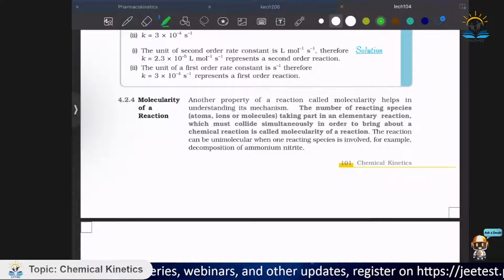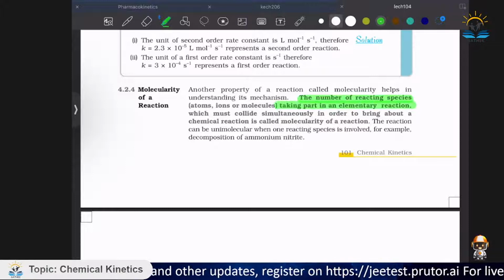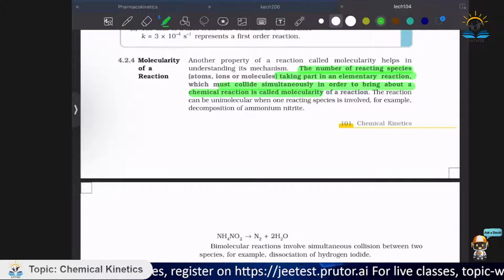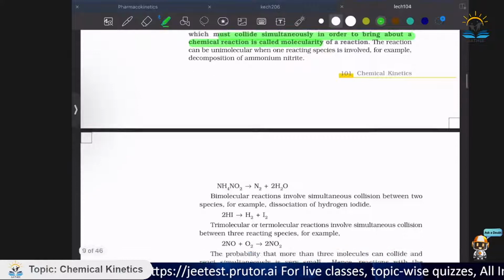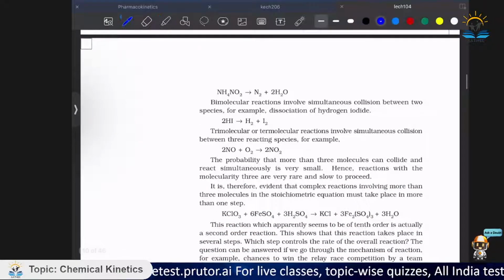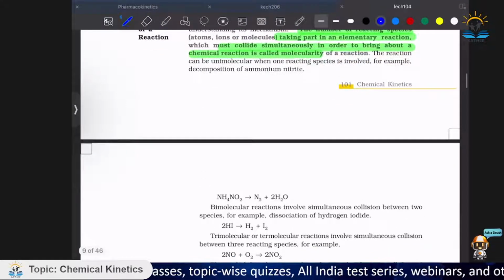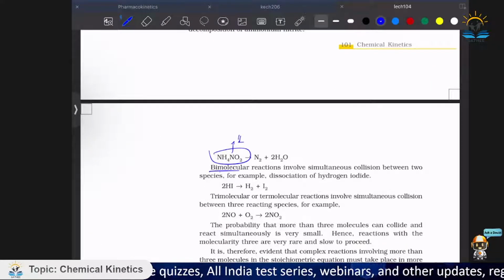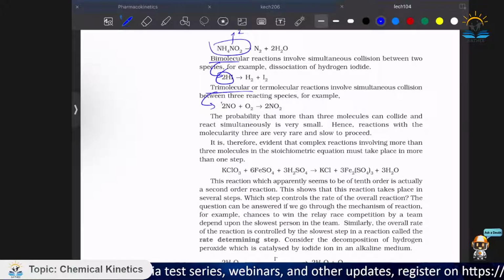Molecularity of the reaction is the number of reacting species taking part in the elementary reaction, which must collide simultaneously to bring about the chemical reaction. This again may or may not be the same as the order of reaction. Why? Because look at this. The molecularity of this reaction is what? This is unimolecular because only one molecule is involved. For a bimolecular example, 2HI gives H2 plus I2. Trimolecular, see, 3.